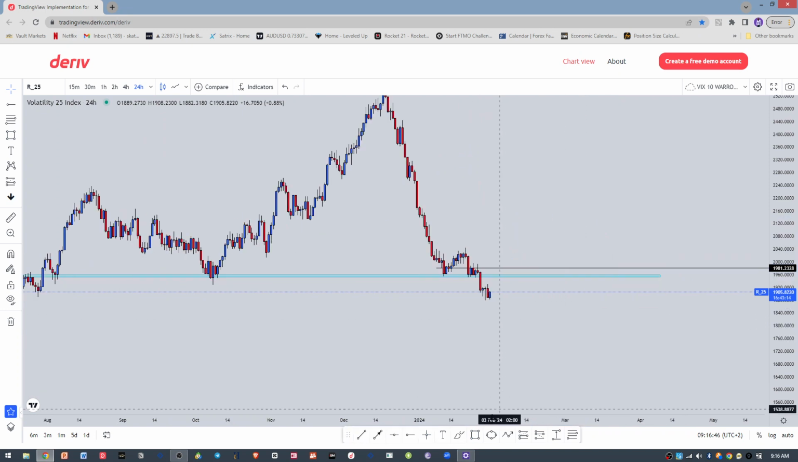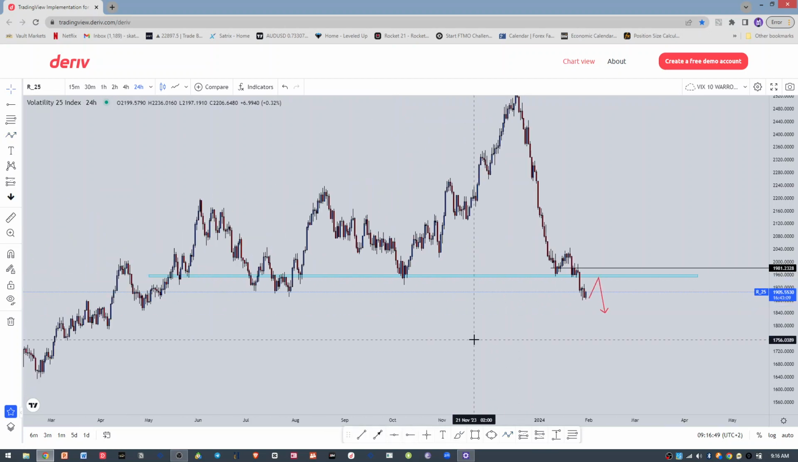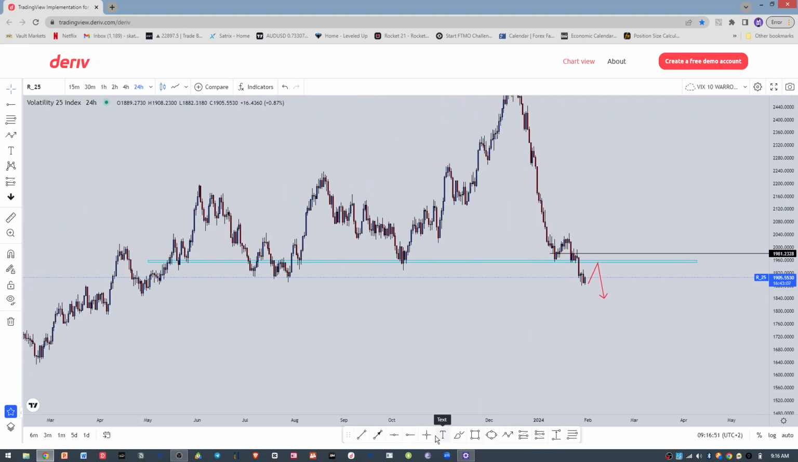Let me just remove this thing. So let's just say we get price back into this region, then we can take price and trade it back to our previous area of interest. So that is basically what I will wait for.